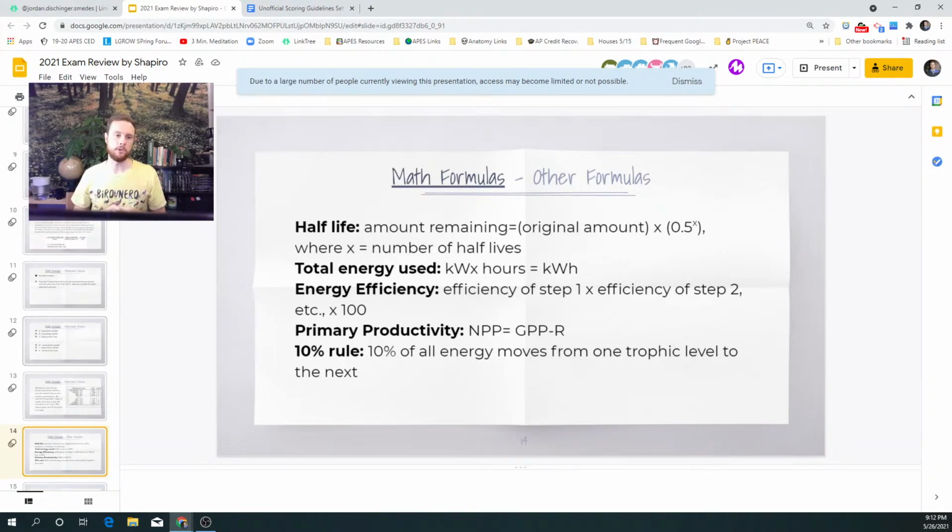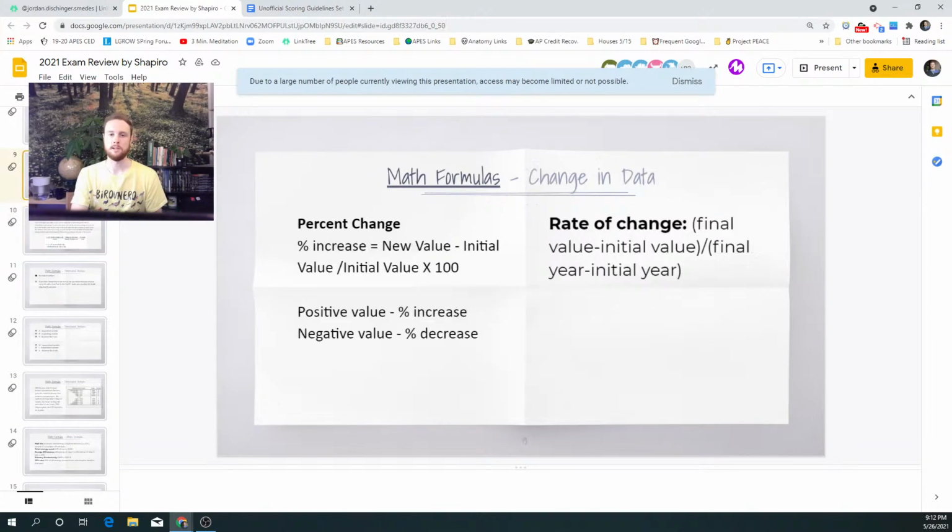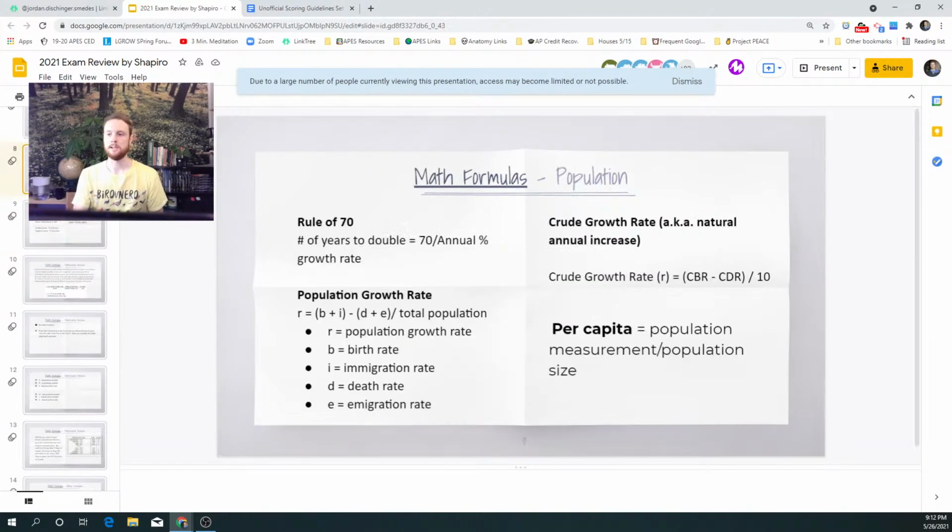Great question. Why is population growth rate over 10? It's because the crude birth rate and crude death rate are per 1,000. So if we go back up here, it's CBR minus CDR divided by 10, right? And if it's blurry, sorry about that, I might just have low bandwidth on the stream. You might need to look at this on your own. This is slide 8 if you want to check this out.